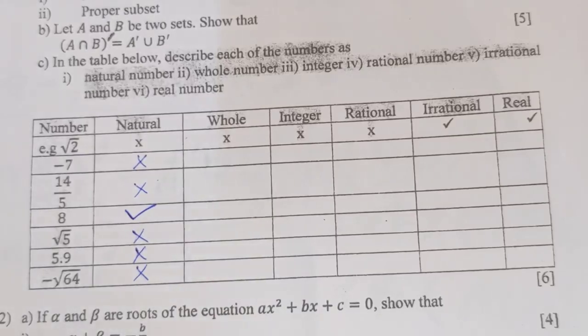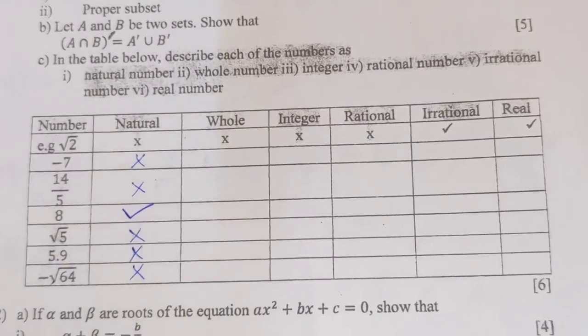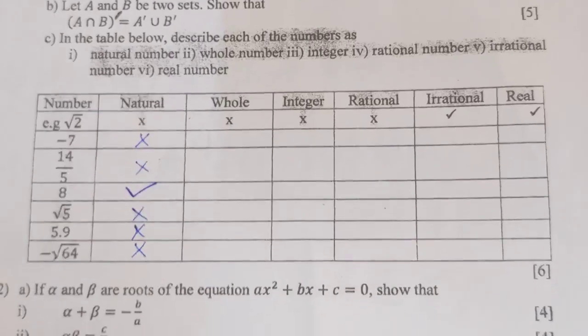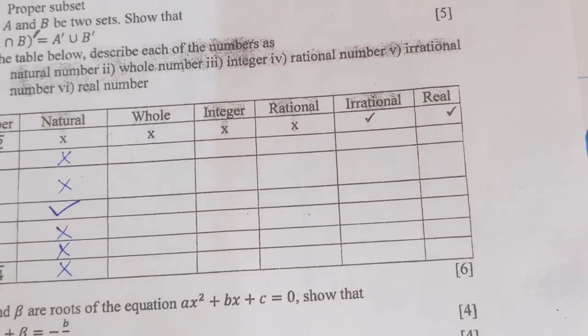So whole numbers, you need to know what whole numbers are. Whole numbers are counting numbers as well, but they include 0. Whole numbers are counting numbers, including 0. So they start from 0, 1, 2, 3, 4, 5, 6, 7, 8, going up like that. They are counting numbers, including 0.